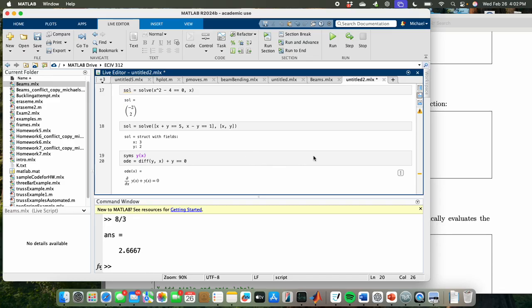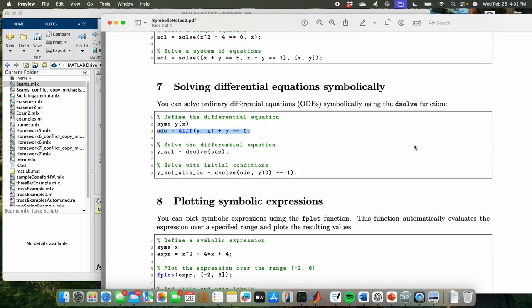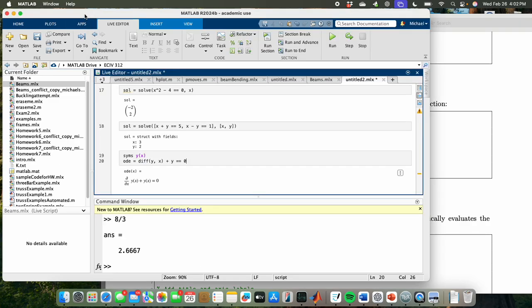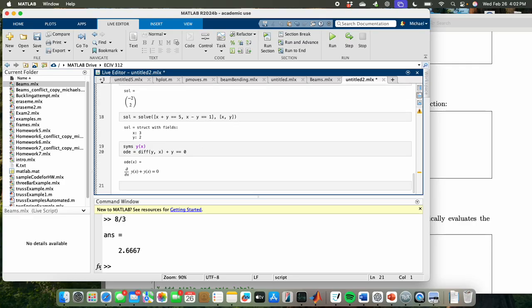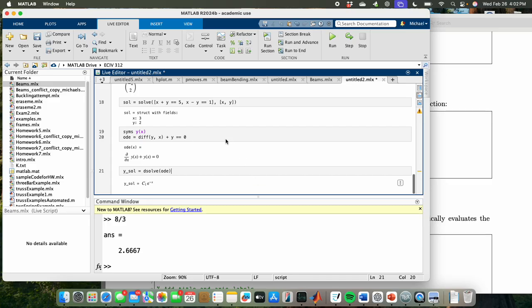So if I wanted to solve that differential equation, the command is desolve. So the y solution is desolve ODE. Right? And there's the solution to that ordinary differential equation. It's C1 times e to the negative x. And we did these in structural dynamics. We did all sorts of differential equations, right?